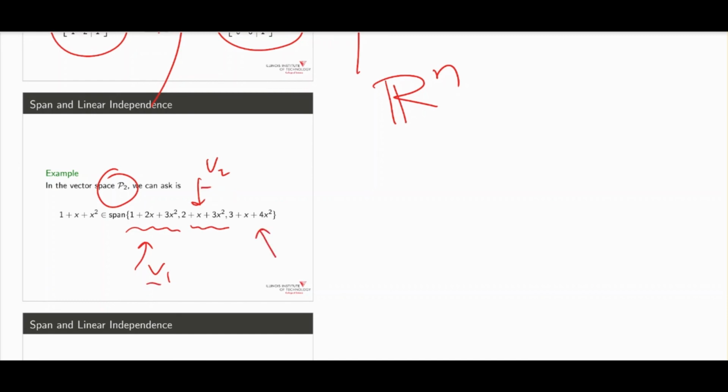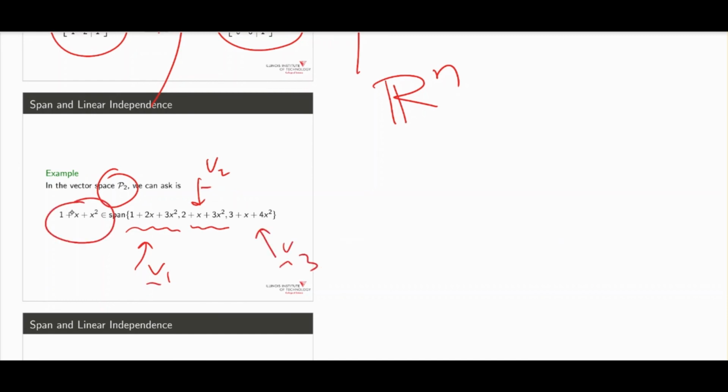All right, so let's look at an example where we are no longer in Rn. Say we are in the vector space P2. We can do exactly the same thing. We can ask the same question here. So we have a vector V1, a polynomial of degree at most 2. This is a vector V2. And we have another vector V3.